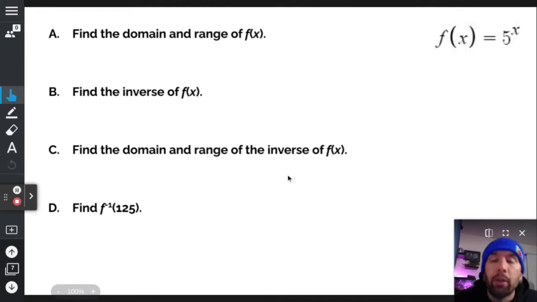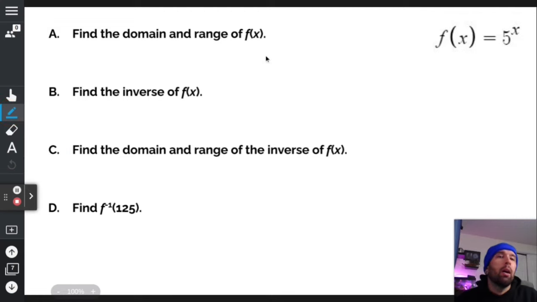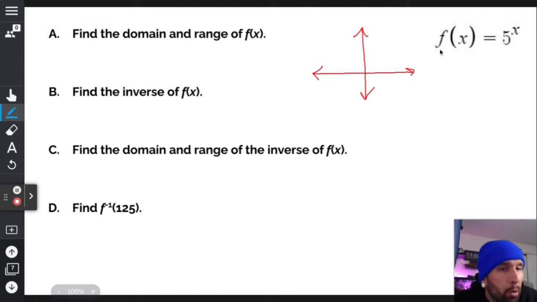Still no calculator. Find the domain and range of f of x. Okay, I can do that. I'm allowed to plug in whatever x value I want. And since this is an exponential function, I know exponential functions look like this. Since I'm not adding a number, it kind of flattens out here and then explodes like that. So my domain is going to be whatever I want, negative infinity to infinity.